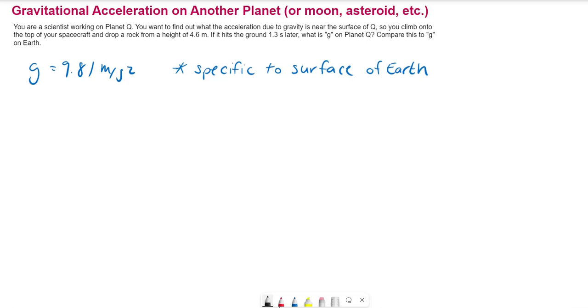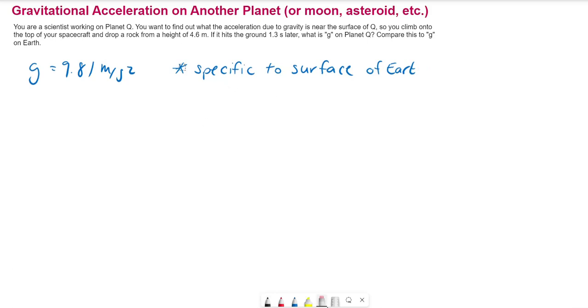It depends on the mass and the distance you are away from the center of a planet or some other celestial body. So in this problem, let's look at how to find the gravitational acceleration somewhere else. So you're a scientist working on planet Q, and you want to find the acceleration due to gravity near the surface. So you climb onto a spacecraft and drop a rock from a height of 4.6 meters. It hits the ground 1.3 seconds later, and from that we can find g on this planet. And then we want to compare that to g on Earth.